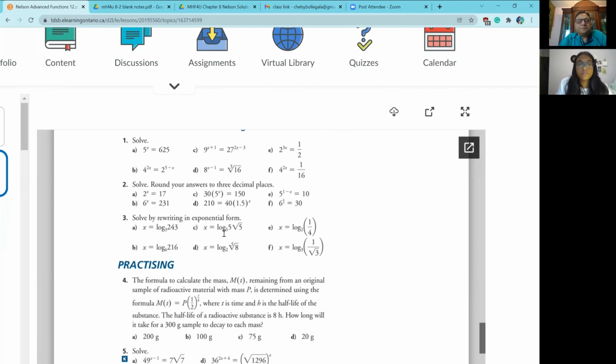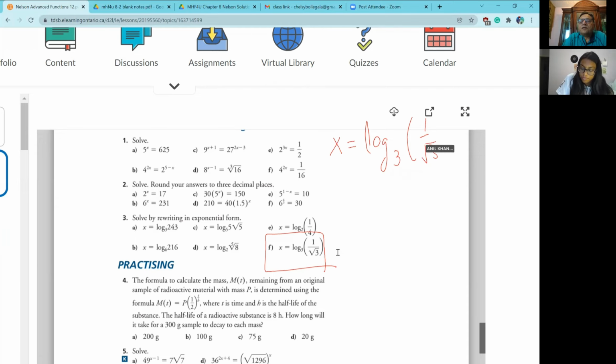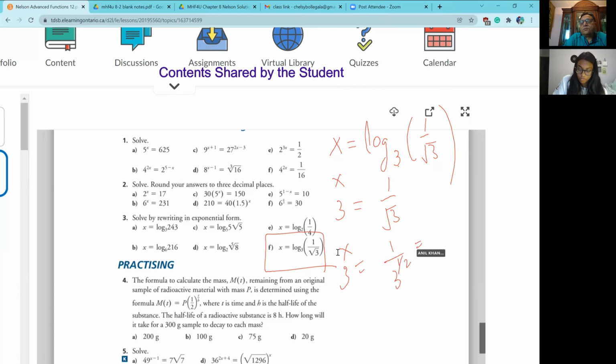Next question, please. Number 3, solve by rewriting in exponential form. So x equals log to the base 3 of 1 over square root 3. So this becomes 3 to the power of x equals 1 over square root 3. So 3 to the power of x is 1 over 3 to the power of half, which is 3 to the power of minus half. So x is equal to minus half, correct? Done. Next question, please.